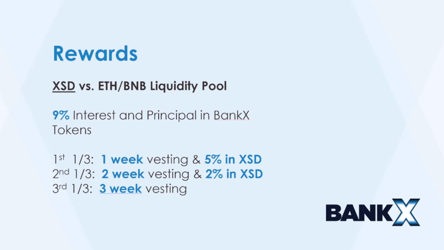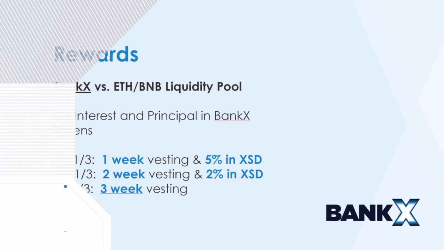What we do is divide the amount of liquidity we need into thirds. The first third has the shortest vesting period at 1 week, and a 5% additional reward in XSD. The second third of the need of liquidity is 2 week vesting and 2% in XSD. And then the final third is 3 week vesting with no XSD. So if it was 300,000 needed, the first 100,000 would get a week vesting and 5% XSD. The second third would get the second tier, and the last third of 100,000 would get the third tier.